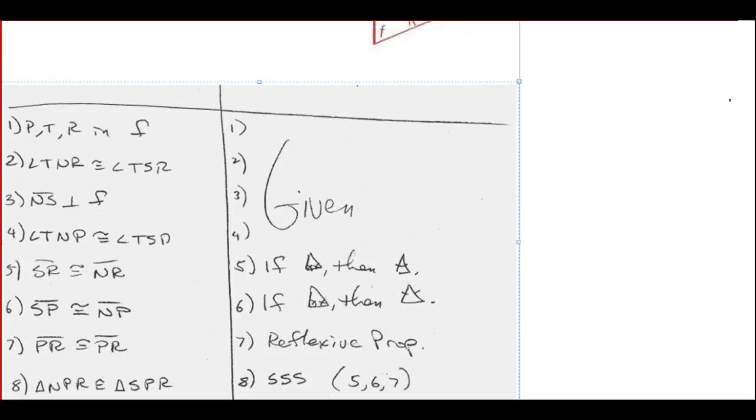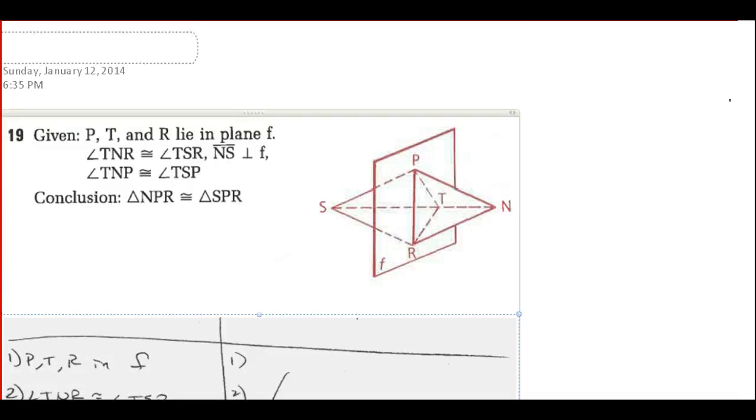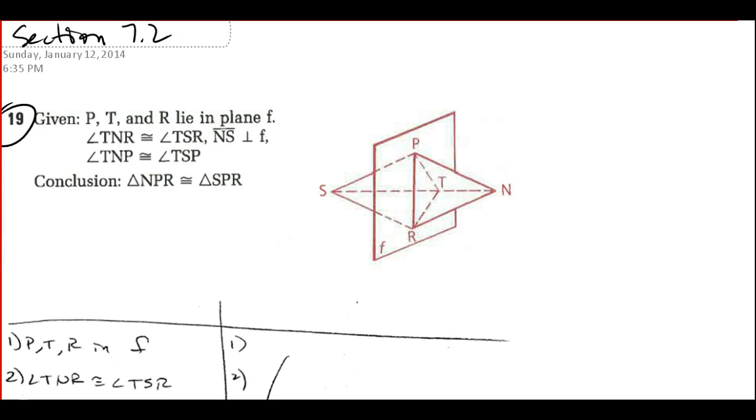This is Mr. Martin. This is the video solution of page, I'm not sure what page it is, but it's section 7.2, and this is number 19. So basically what we have here, we have two pyramids that have their bottoms meeting on this plane.